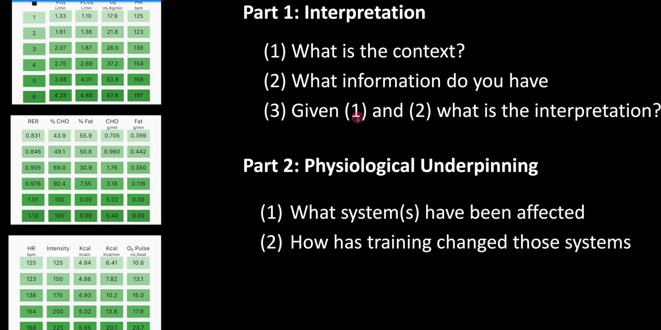So that's our interpretation. He's got a lot of work to do if he wants to get to the elite men's race next year. He needs to substantially increase his VO2 max. He probably needs to reduce body mass at the same time.